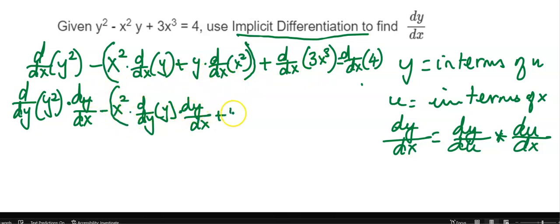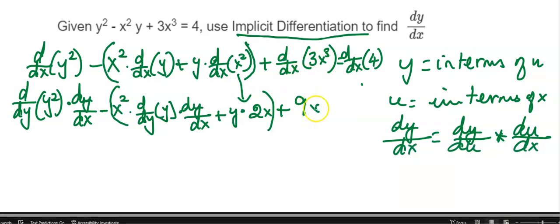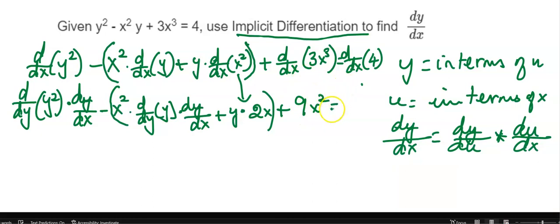So this will be y times, that is this one, derivative of x squared will become 2x, close parenthesis, plus here we are differentiating this 3x cubed with respect to x only. So this will become 9x squared, and then equal to d dx of 4, which is a constant, so the derivative is equal to 0. So I can just put a line over here.